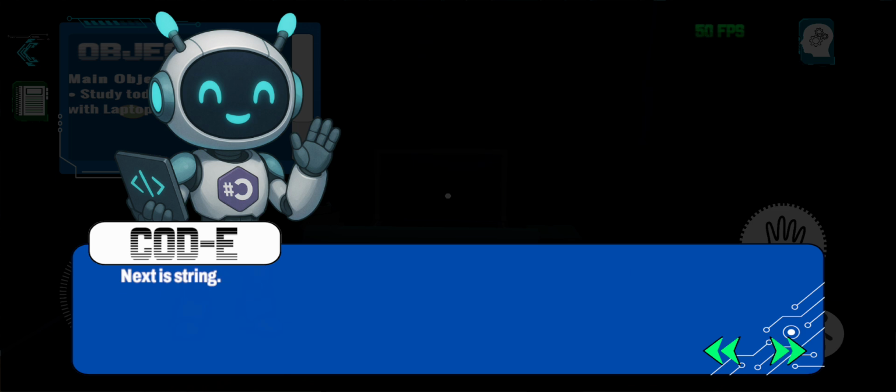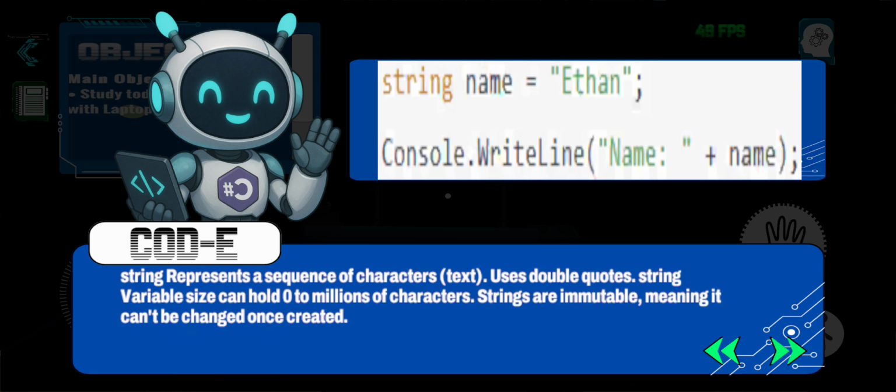Next is string. String represents a sequence of characters, text, uses double quotes. String variable size can hold 0 to millions of characters. Strings are immutable, meaning they can't be changed once created.